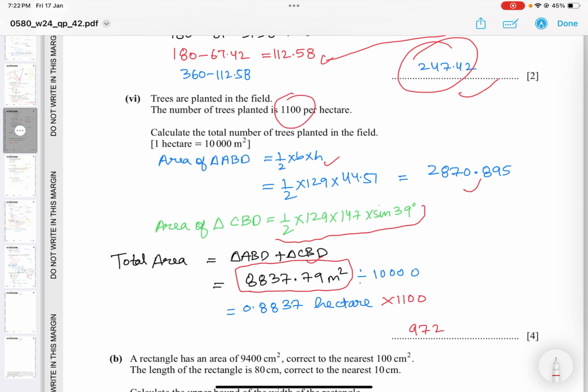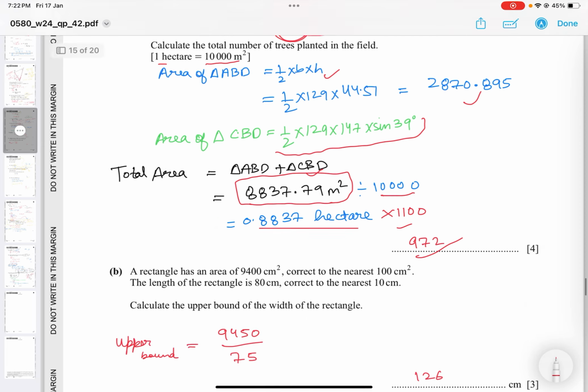Now listen, 1 hectare equals 10,000 meter square. Now I have to convert meter square into hectares. We will divide it by 10,000. This much hectare I will get and then multiply it by 1100 because per hectare I was given 1100 trees. So the answer would be 972.